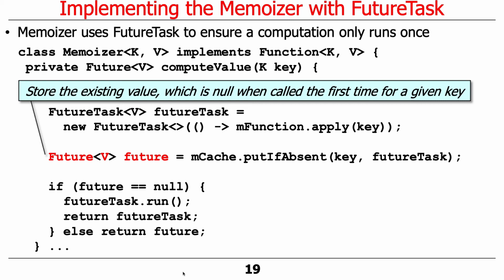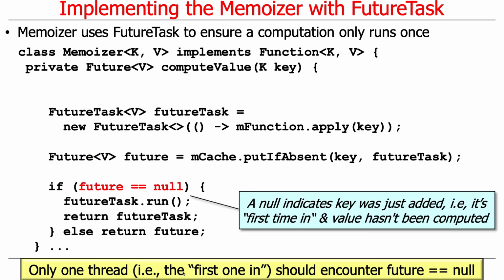All the other threads that come in after the value is added will all find that the value for the key is non-null. And that's because the first thread in put it in there. And so it'll get back a null, and all the other threads will get back non-null. This is really subtle. So keep in mind that only one thread will actually have a null as the return value for putIfAbsent. So the first thread to make this assignment work will get a null. All the other threads will get non-null.